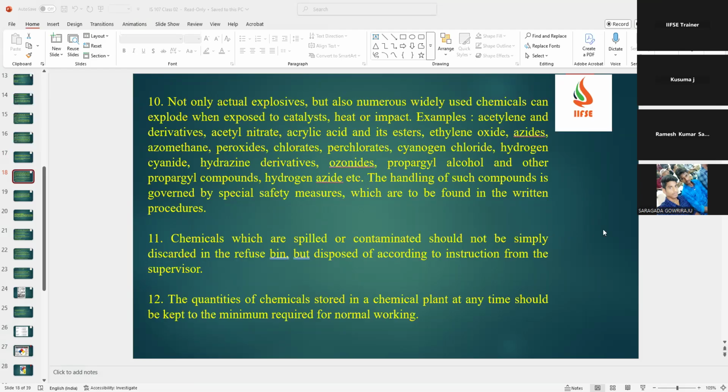When you treat it as hazardous, you have to store it properly, then you have to give it to the authorized recycler.